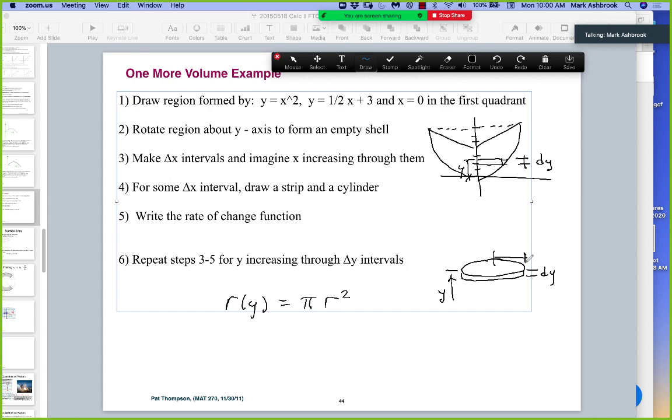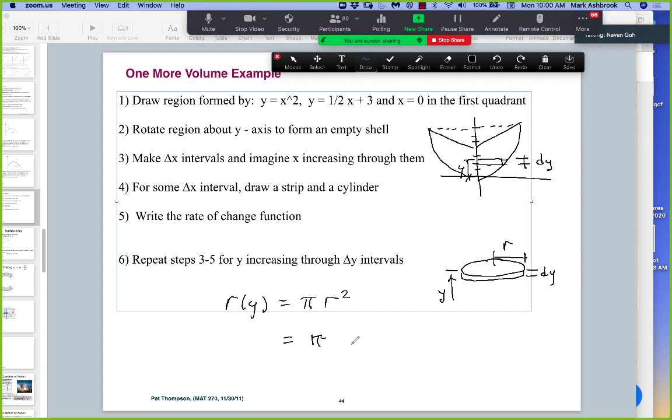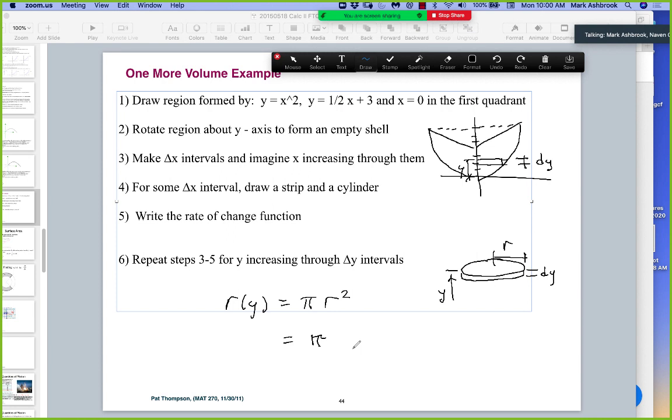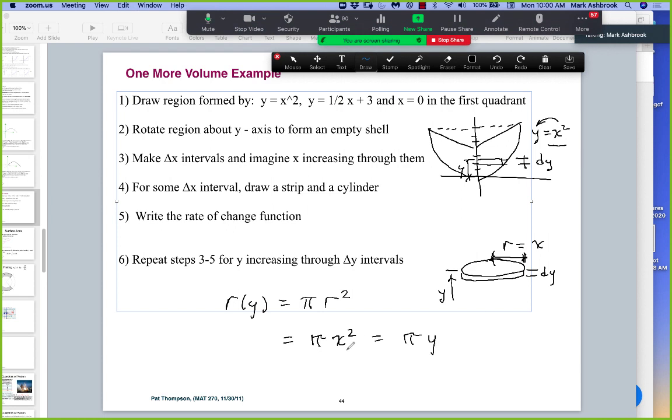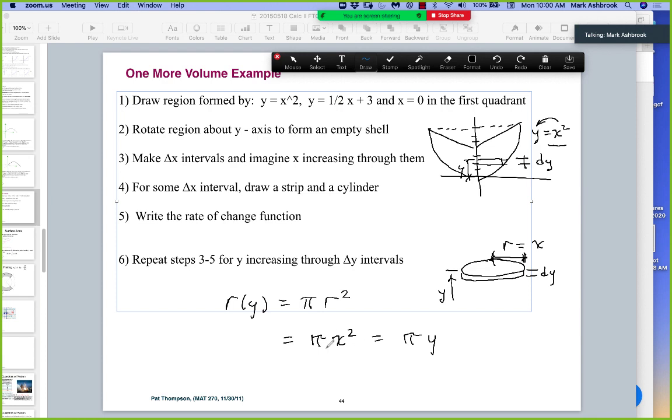And what is the radius? The x coordinate, right? X is the lateral distance. So it's going to be pi x squared, but we need that in terms of y. Well, what is x squared? We could solve for x, but we can also just notice that x squared is just y. So instead of solving for x and then plugging it in, we can just notice, oh, look, we need pi x squared, and x squared is equal to y on that curve. Okay, are we done?